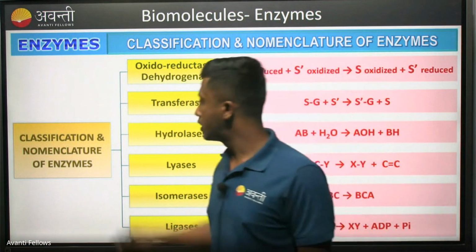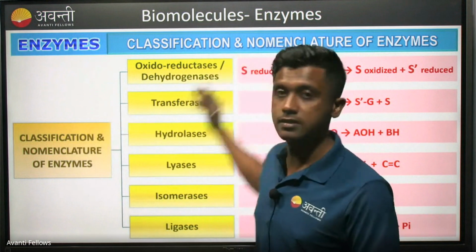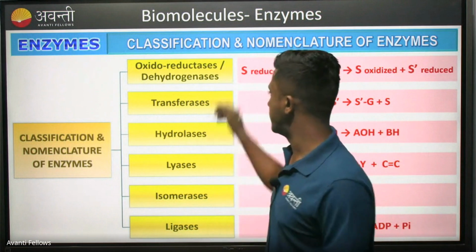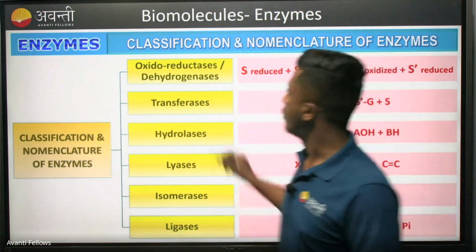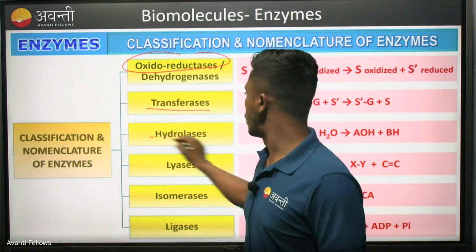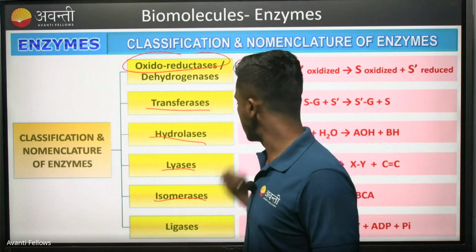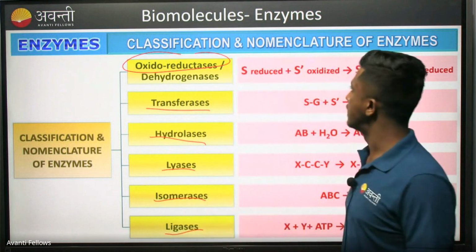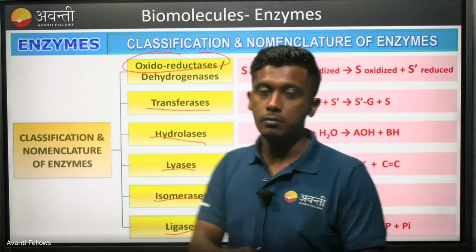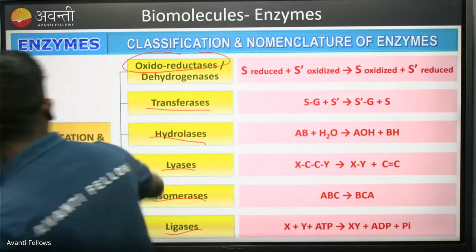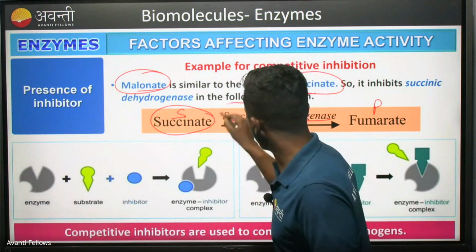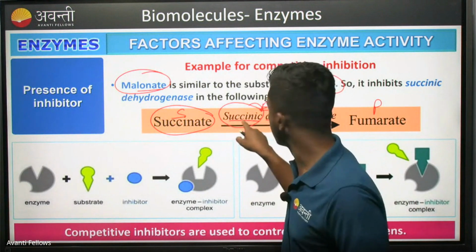Based on what type of biochemical reactions they can conduct, or based on their activity, enzymes are classified into these types. What are those types? One is oxidoreductase or dehydrogenase, transferase, hydrolases, lyases, isomerases, and ligases. So these are the different types of enzymes. For example, in the prior example, we have succinate, which is a substrate. It binds to the enzyme, and that's why the enzyme name has succinate.